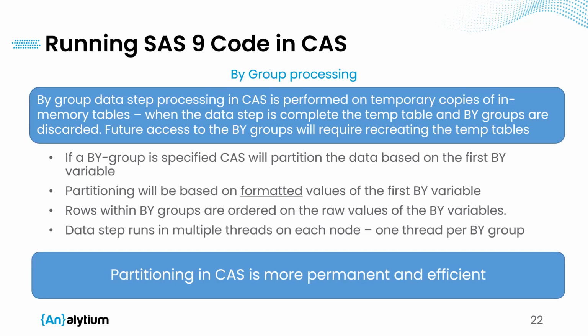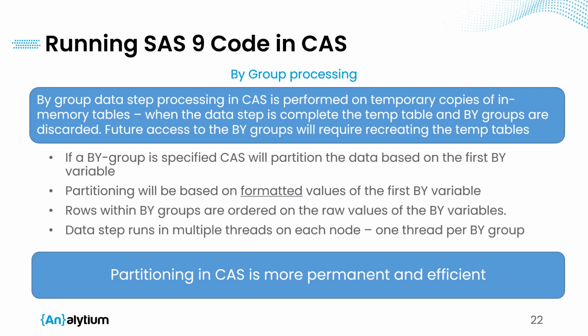Another related difference, due to the way data is split, is by-group processing, and it does mean you have to handle things in slightly different ways. By-group data step processing in CAS is performed on temporary copies of in-memory tables, and when it's completed, the by-groups and the temporary tables are discarded. So for any future access to those by-groups, you'd have to recreate the temporary tables.